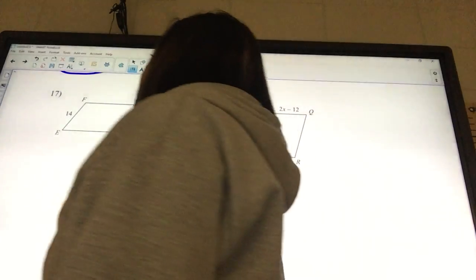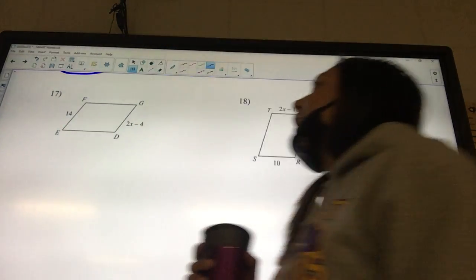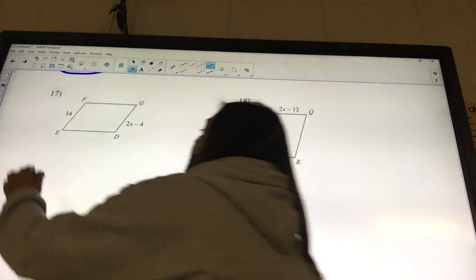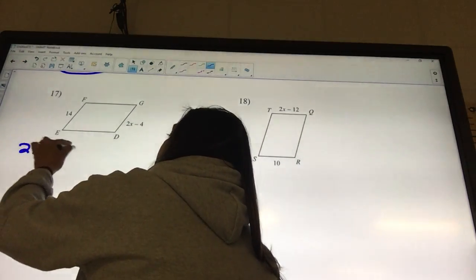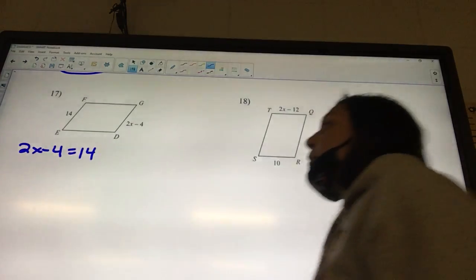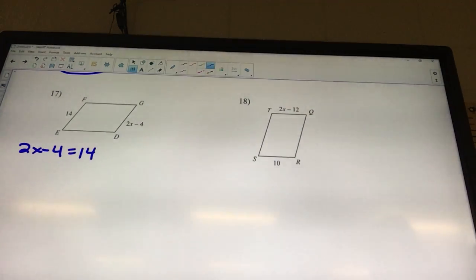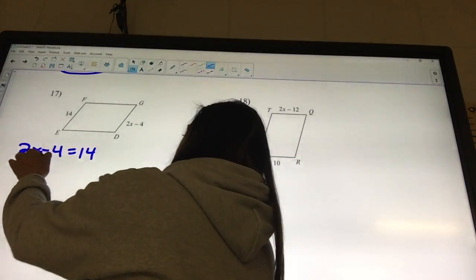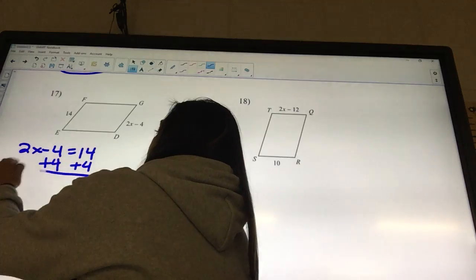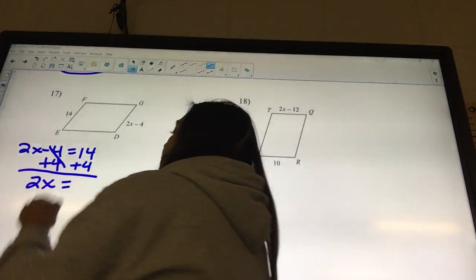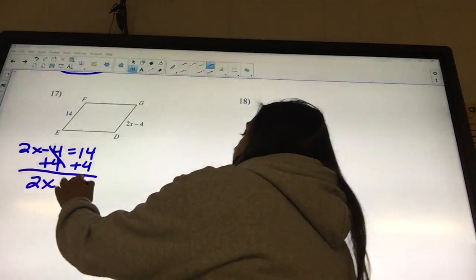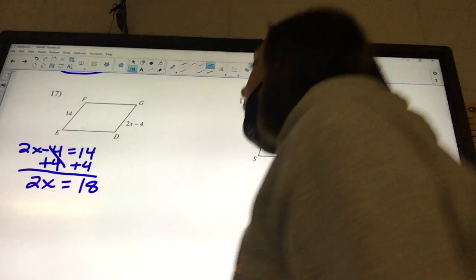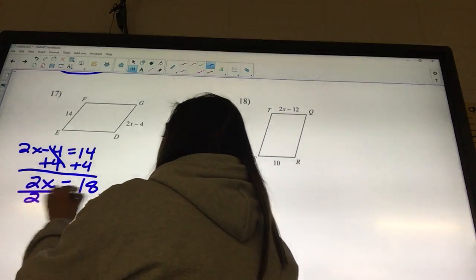Okay, so one side is 14, the other side is 2x minus 4. How do we set this up? 2x minus 4 equals 14. What needs to move first? The 4. So plus 4 both sides. I got 2x equals 14 plus 4, 18. So I got 2x equals 18. Divide by 2. X equals 9 again.